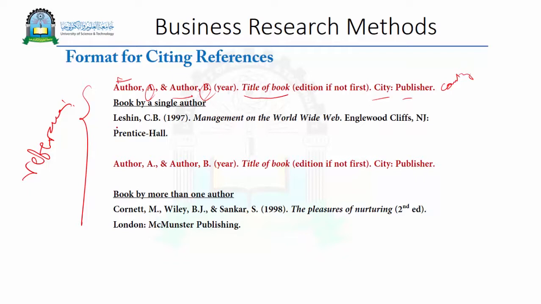So this is an example. Lashen, C. B., 1997. The book title is Management on the World Wide Web, and it is italicized, then the city, Englewood Cliffs, NJ, Prentice Hall, which is the publisher. This is another example. The author is the same format. Then the year 1998, the title of the book, the second edition, London, and then the publisher.